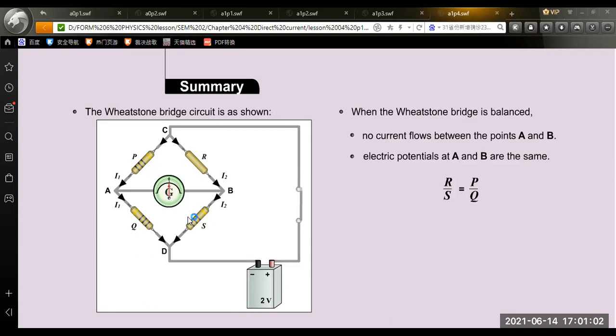We can determine their relationship using the ratio of the resistances. The resistance of R over S is equal to the resistance of P over the resistance of Q. So, easiest, we say that R over S equals P over Q.